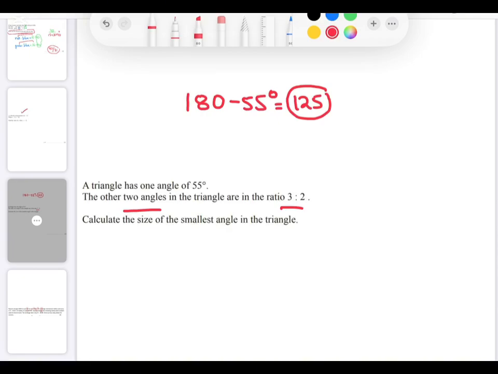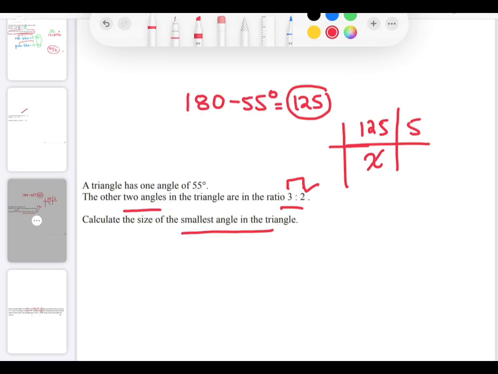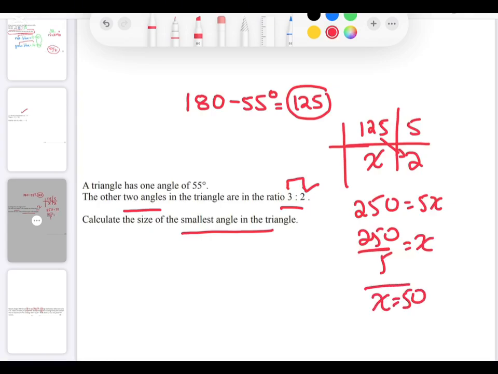So how to solve this? Calculate the size of the smallest angle. We need to find out the smallest. I'm assuming the part with ratio 2 will be the smallest. Right now I have 125 remaining, and the total ratio will be 5, since 3 plus 2 is 5. I don't know the value of that angle, but I know the ratio is 2. So I cross multiply: 125 multiplied by 2 is 250, and 5 multiplied by x is 5x. Then 5 will divide, so it gives us 50. This is the answer to this question.